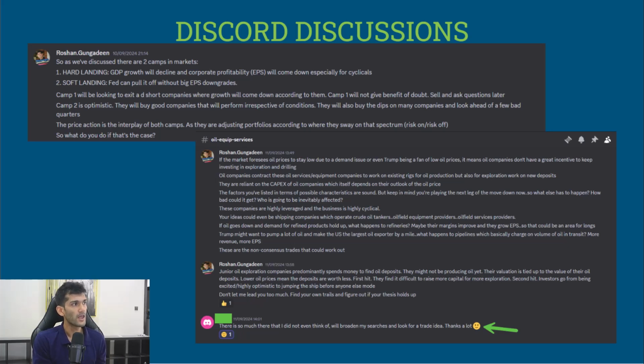The second camp, which is the soft landing camp, I think is a bit more optimistic. They will tend to buy good companies that will perform irrespective of the market conditions. They will also be the dip buyers for many companies. And as I've mentioned, I think the price action over the next few weeks will be an interplay between these two camps as they keep adjusting their portfolios based on how risk on or risk off they want to be.